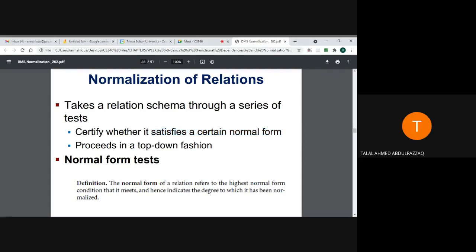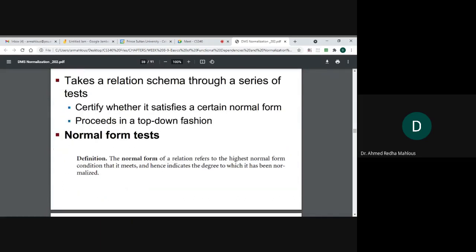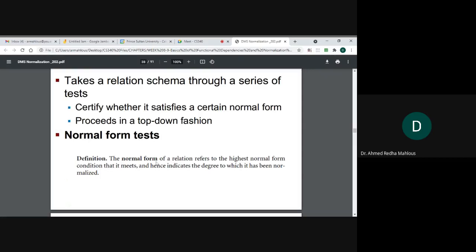Okay, Doctor. Now, sorry, just again, what does 1NF stand for? I will tell you. Normal form. We're talking about normalization. The normal form of a relation refers, as I mentioned, to the highest normal form condition that is verified, that is met. That means it indicates the degree to which your relation has been normalized.